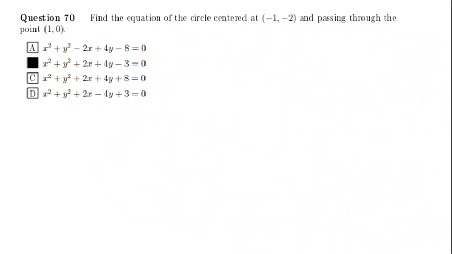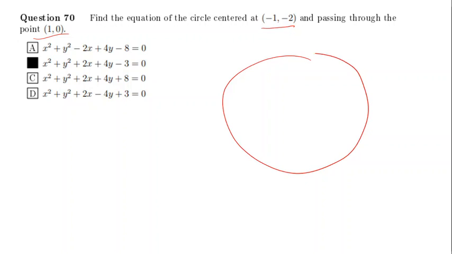Find the equation of the circle centered at negative 1, negative 2 and passing through 1, 0. It's almost the same question. So we have a circle centered at minus 1, minus 2. This is the center here. And the point it's passing through is 1, 0, so it means 1, 0 is on the circle. You don't have to be precise about the location of the points. We are not doing a Cartesian coordinate system, so we don't have to be precise.